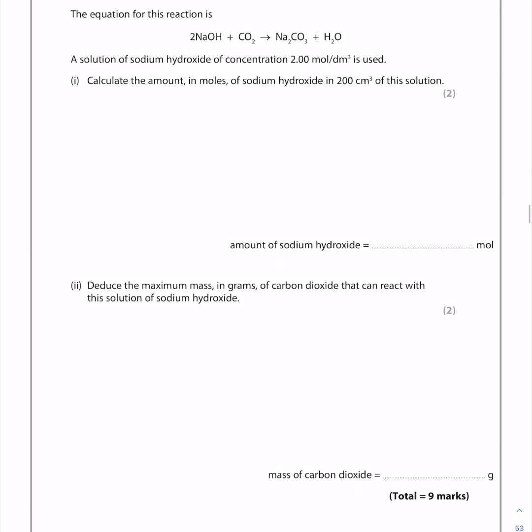Question C. Sodium hydroxide reacts with carbon dioxide. The equation for this reaction is 2 moles of sodium hydroxide react with 1 mole of carbon dioxide to form 1 mole of sodium carbonate and 1 mole of water. A solution of sodium hydroxide of concentration 2 mole per cubic decimeter is used. Calculate the amount in moles of sodium hydroxide in 200 cubic centimeter.